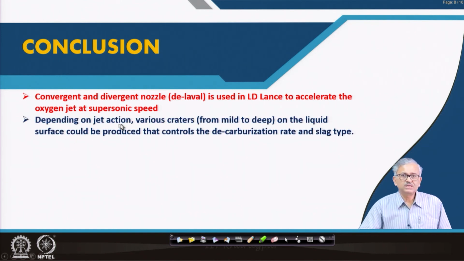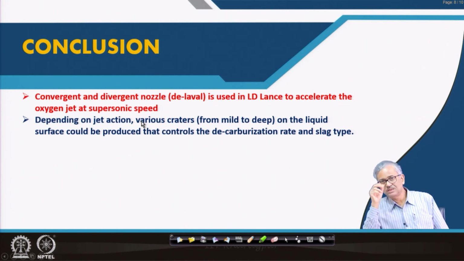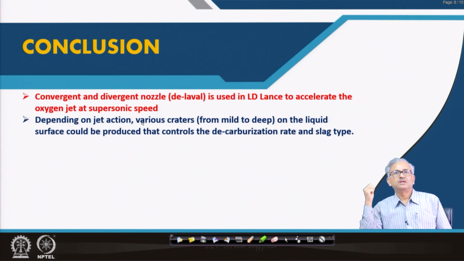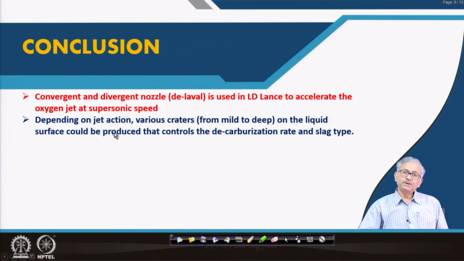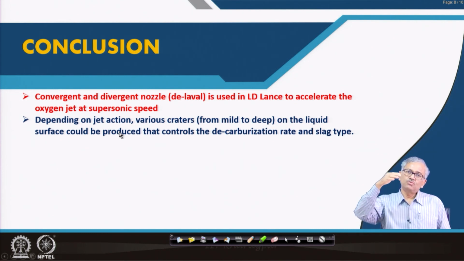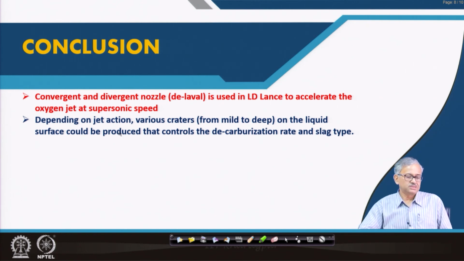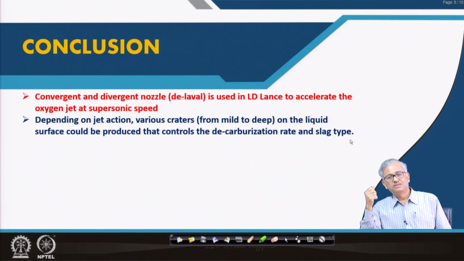And then, depending on the jet action, as I said, you can quantify the jet action by the JFN number, and you can control the JFN number basically by the height of the lance over the liquid surface. Depending on the jet force number, there is the intensity of impact. Depending on the intensity of impact, various scatters can form. It can form a very mild to a very deep cavity on the liquid surface. And they control basically the rate of decarburization and the slag type, what type of slag you want to develop. That is, the slag evolution can also be controlled by this blowing practice.